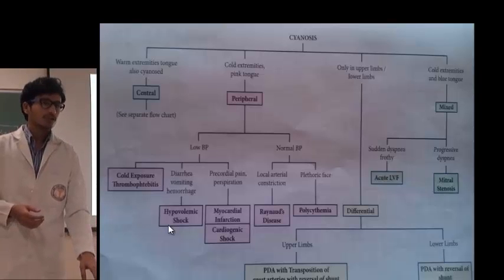Cyanosis is defined as bluish discoloration due to an increased amount of deoxygenated hemoglobin in the capillary blood, which can be due to either reduced oxygenation of the blood or decreased flow of the blood in the periphery.